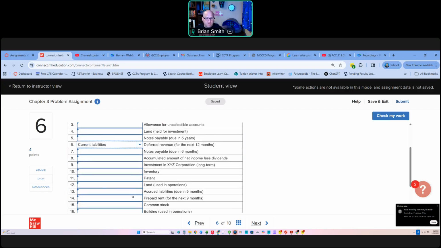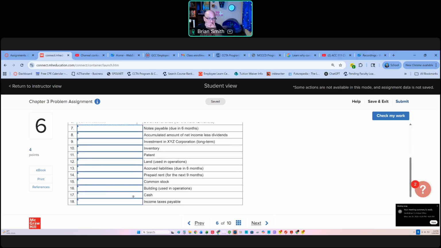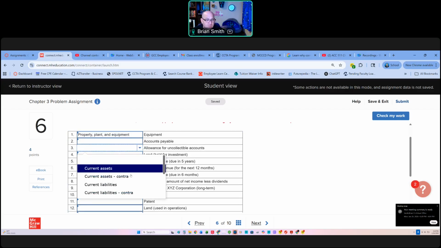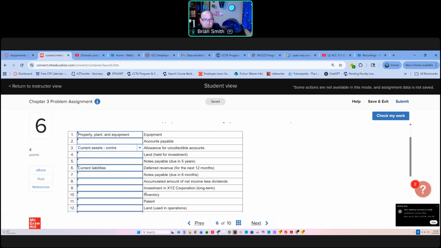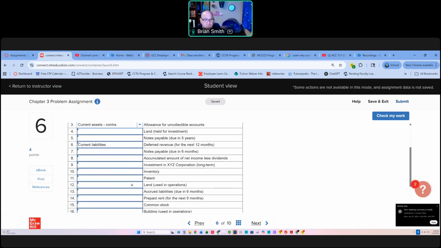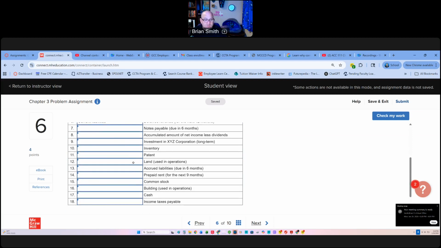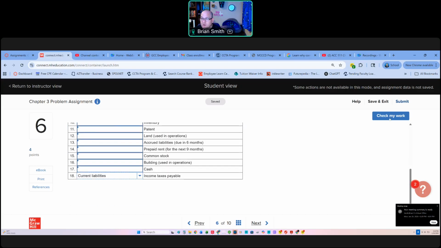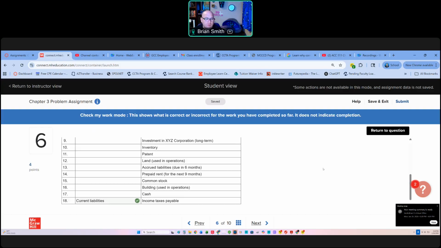Let's find something that's a contra just so we can have some fun with that one. Where's depreciation? There's got to be depreciation somewhere, right? Oh, allowance for uncollectible accounts. Let's do that one. That one's going to be a contra current asset. And let's do one more. Land's too easy, a lot of these are just assets. Income tax payable. That's current liability. Let's check our work. All right, we're good.